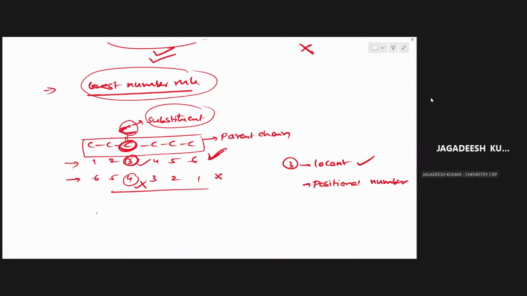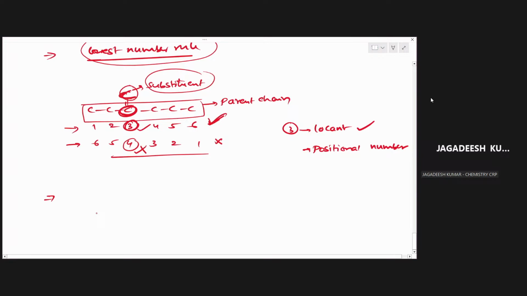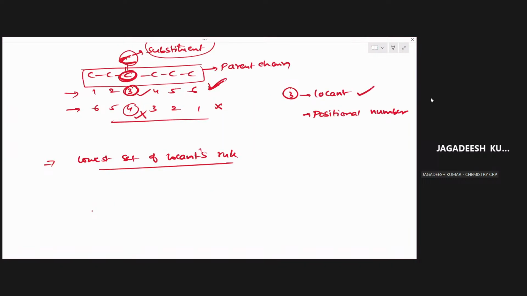Now, you can ask one more doubt here. If more than one substituent is there, then how? Then we have to use the lowest set of locants rule. That means if more than one substituent is present, then how to give the numbering? Okay, I will give one structure here. You can see easily.